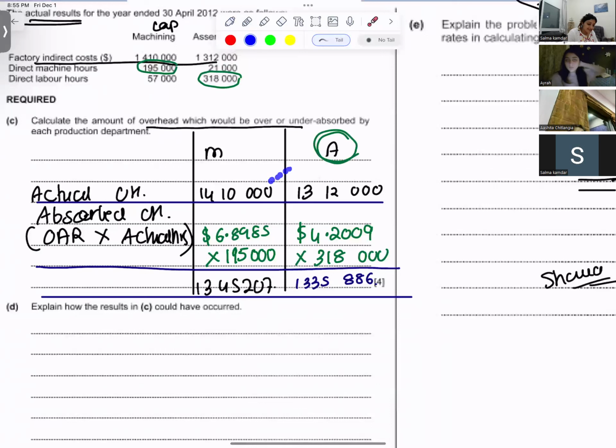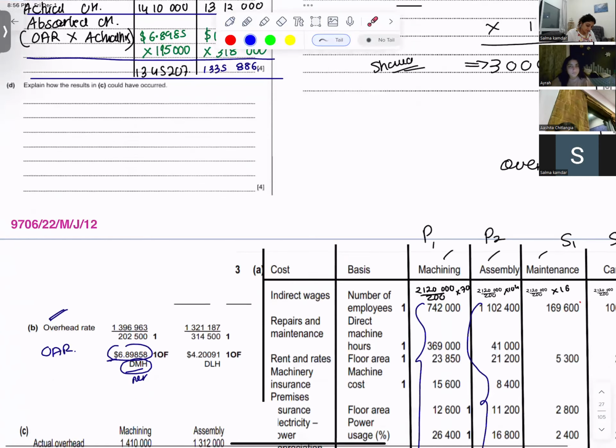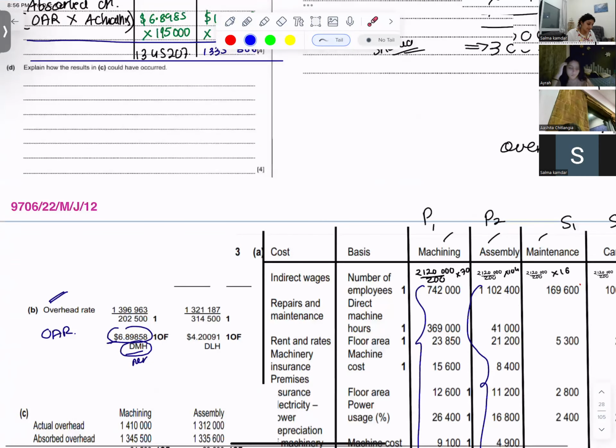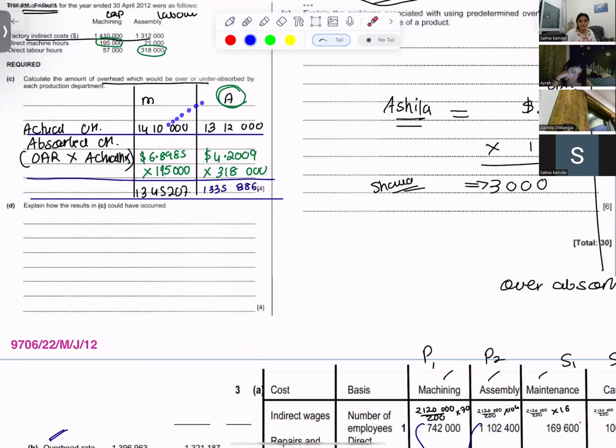My actual expenditure is this much, but I recovered this much. So did I recover less or more? Less. My actual was 1410,000, but I managed to recover only 1345,207 based on my estimated rate multiplied by actual hours. So it's under recovered, so it is under absorbed.